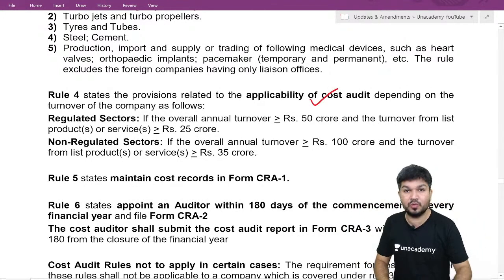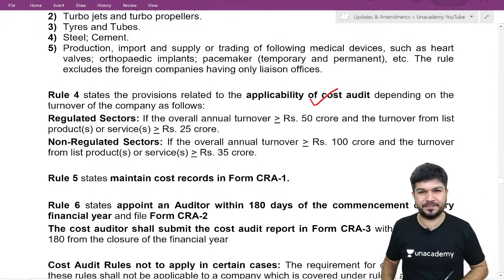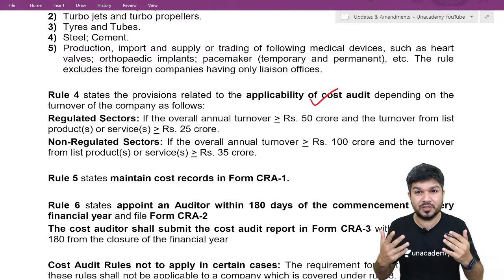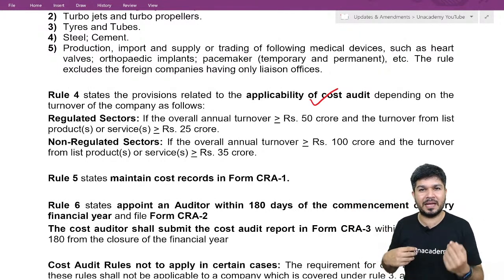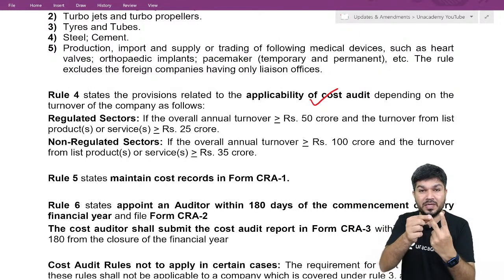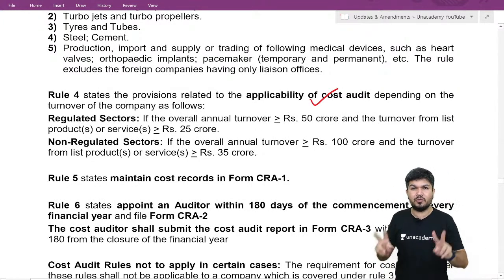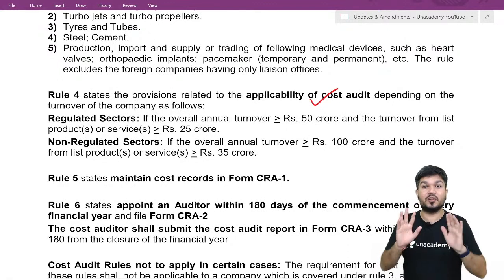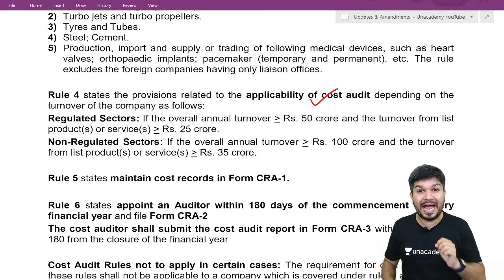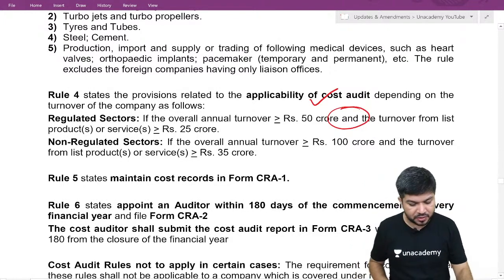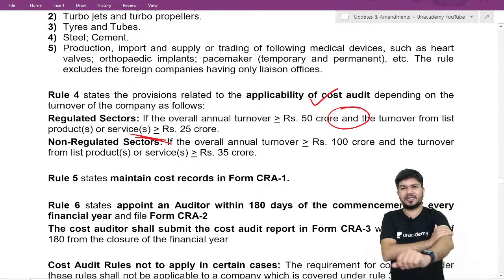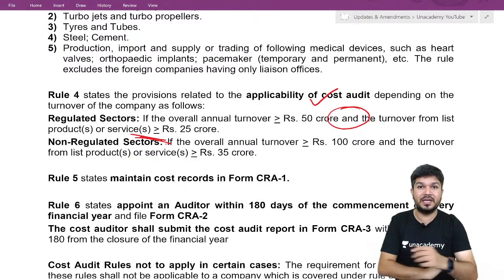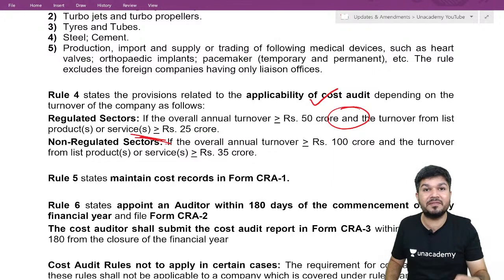For cost audit, we have rule 4. If you fall in the regulated sector, your overall turnover, of the whole company, has to be 50 crores or more, and the list product turnover, the product falling in the list. It is possible I might be producing two products, one falling in the list and one not. The overall turnover has to be 50 crores or more, and the list product turnover has to be 25 crores or more. Non-regulated sector: overall has to be 100 crores or more, and the list product turnover has to be 35 crores or more.